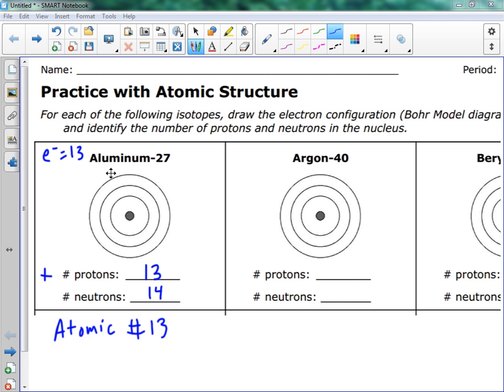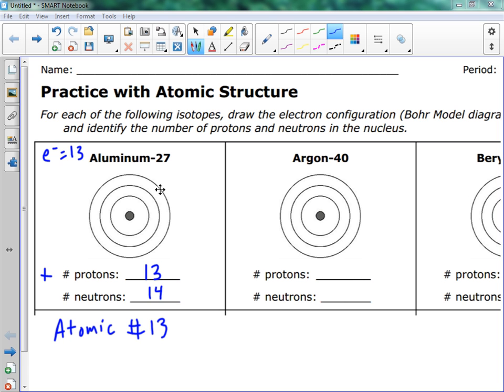Now the other thing we need to consider is how to draw these. You see this done various ways, but I have a specific way that I want you to do it so that we're consistent, and it will help us when we get to chemical reactions and bonding to explain what's going on there with electrons. So I need to count out my 13 electrons and place them properly in this diagram.